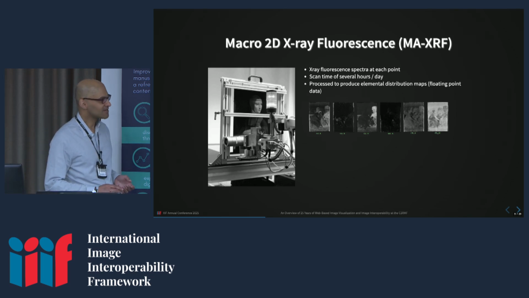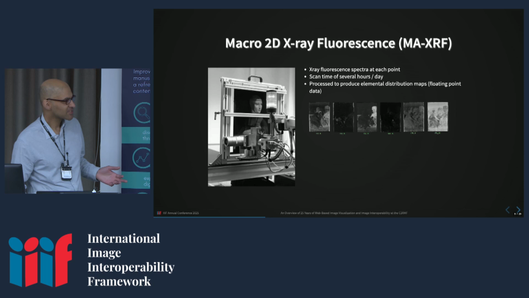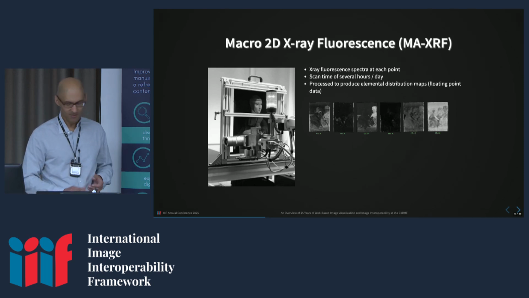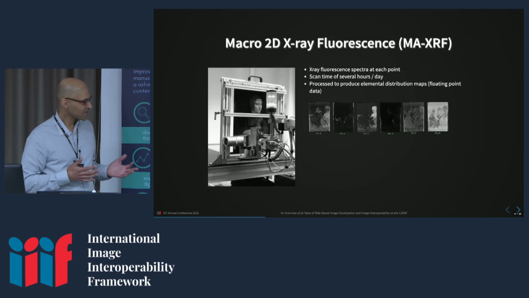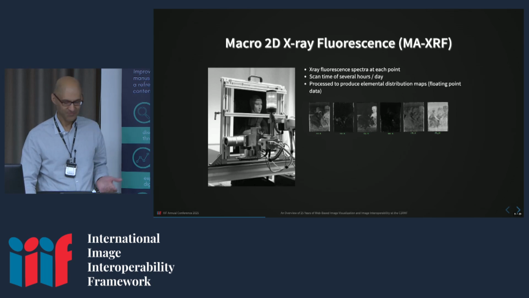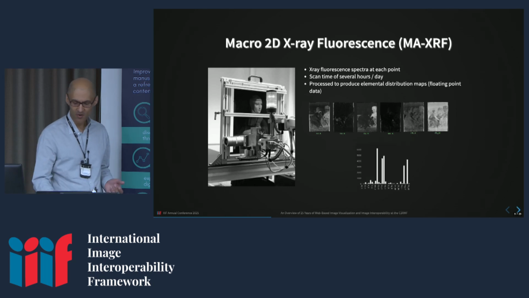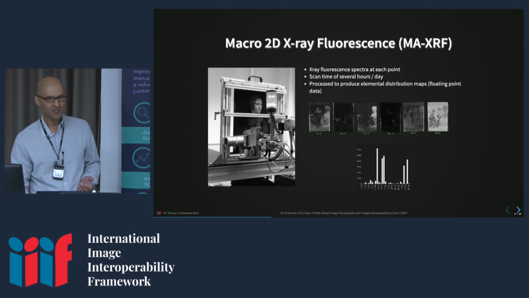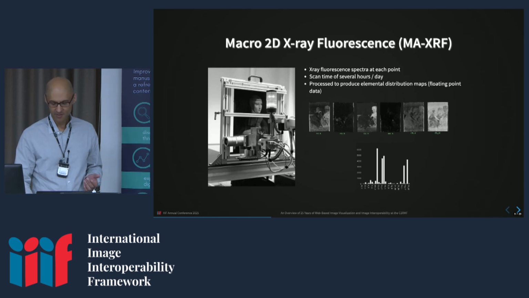Managing this kind of data has been ad hoc until now. So we were looking for a way to manage this in a more rational way, because the underlying data is actually floating point data. It's not just 8-bit JPEGs or whatever. So how can we combine all this together? Because at each point you actually have a spectrum. So this is very similar in a way in terms of structure to hyperspectral and multispectral imaging.